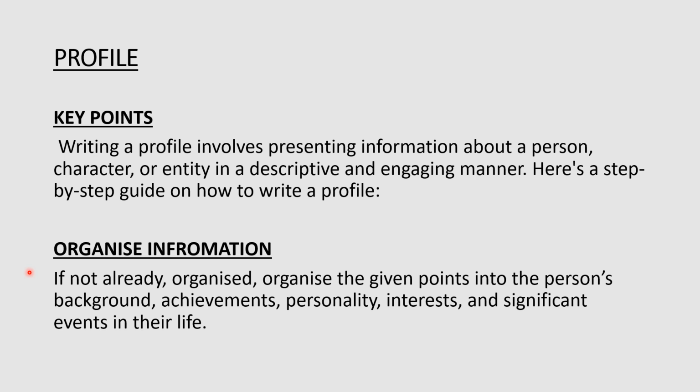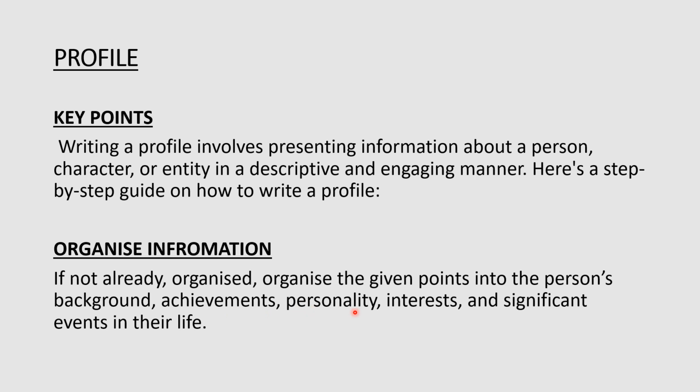So if not already organized, organize the given points into the person's background, achievement, personality, interests, and significant events in their life. The main parts of a biography have background, like where they are coming from, where they were born, which year. Then achievement, what have they achieved? Why are we even writing about them? Are they special? So what did they achieve?